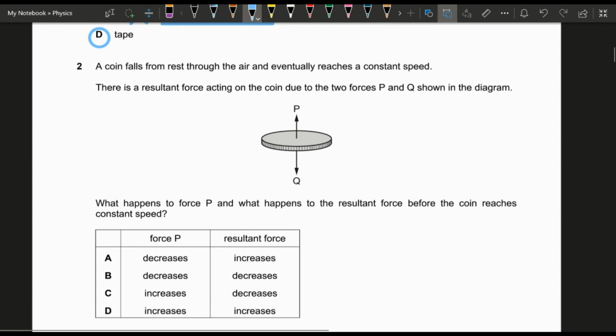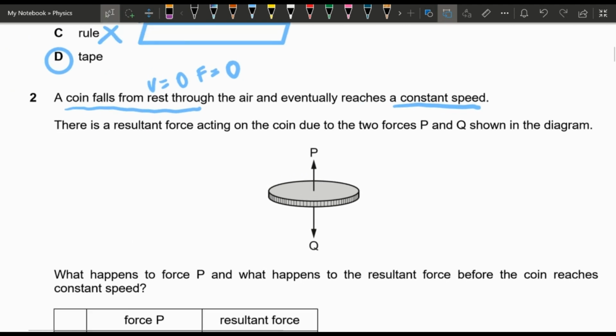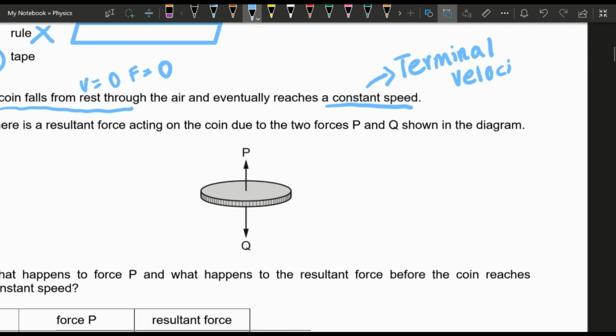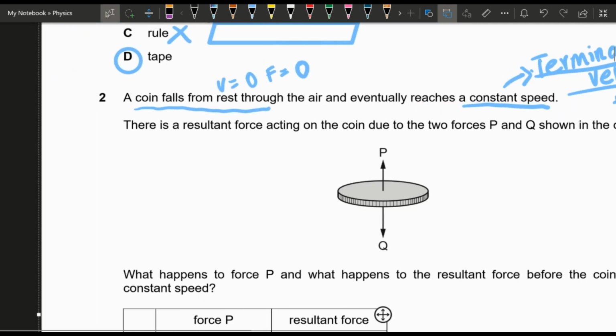Now let's move on to question number 2. A coin falls from rest. From rest means its velocity was zero and its resultant force was zero. This is some information that they have given us. It falls through the air and eventually reaches a constant speed. So when is the constant speed reached? At constant speed, it means terminal velocity is achieved. Why? Because at terminal velocity the speed is constant and there is no resultant force acting on it. So F is zero, the speed is constant, and terminal velocity is reached.